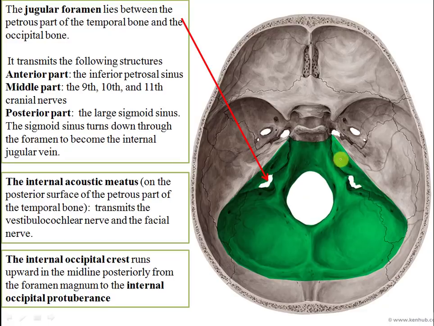And here on the posterior surface of the petrous part, we have a foramen, the internal acoustic meatus. Remember we studied the external acoustic meatus on the outer aspect of the temporal bone, and here on the inner aspect of the temporal bone, we have the internal acoustic meatus. On the inner aspect of occipital bone, we have a protuberance, the internal occipital protuberance, and we studied the external one on the external aspect of the occipital bone. Extending down toward the foramen magnum is the internal occipital crest.